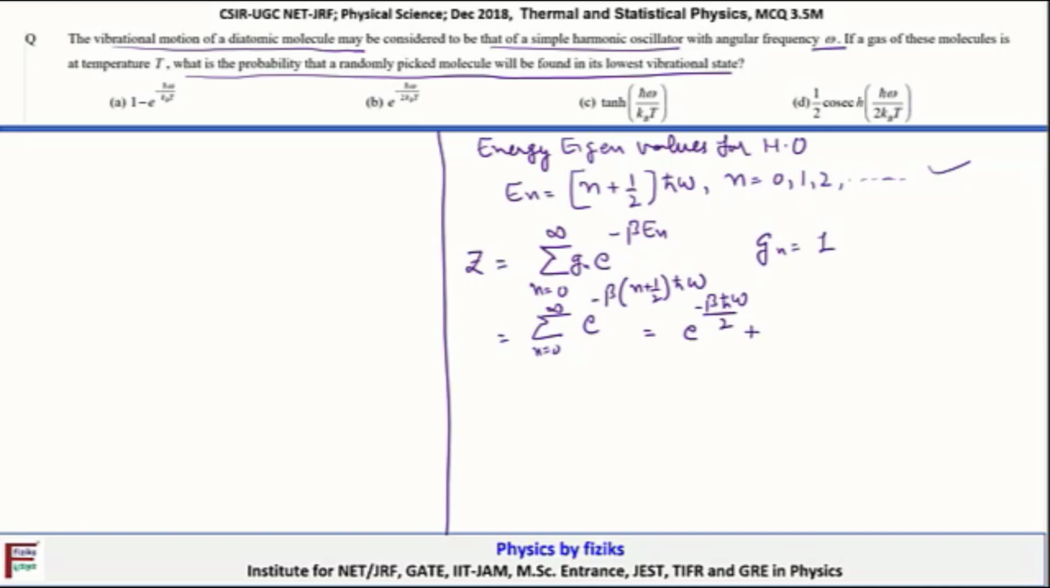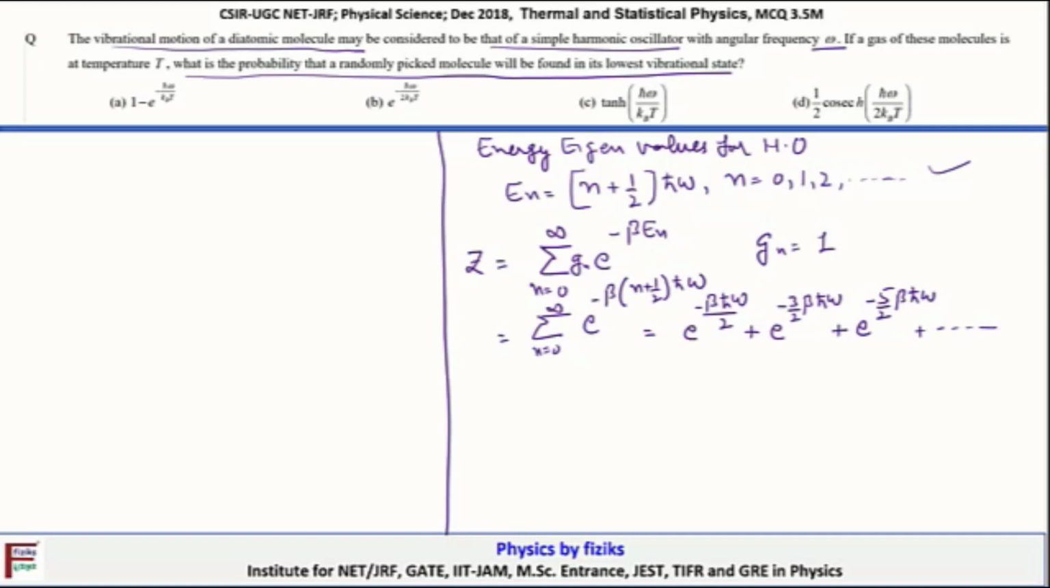Now for n is equal to 1, the exponent will be 1 plus 1 by 2, so that will give us a factor of 3 by 2. So this will be exponential minus 3 beta h cut omega by 2, plus exponential minus 5 by 2 beta h cut omega, plus so on.